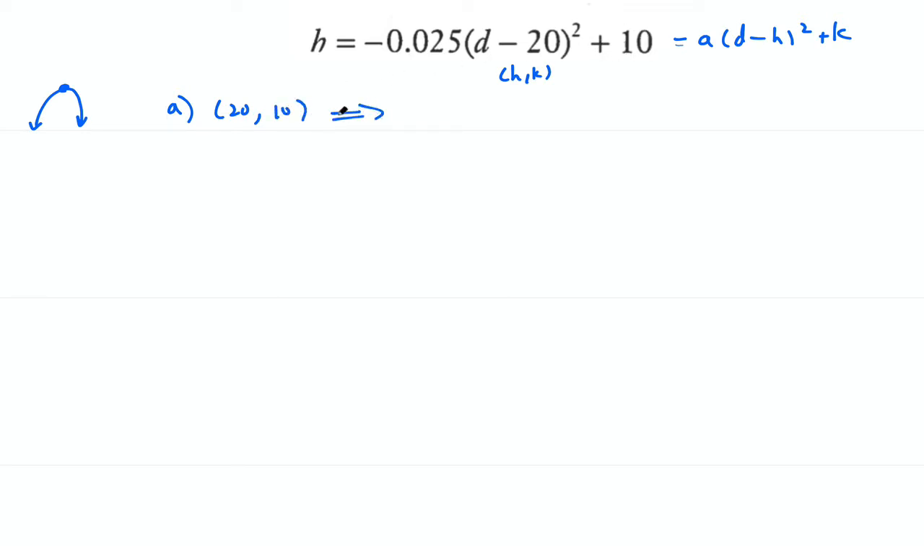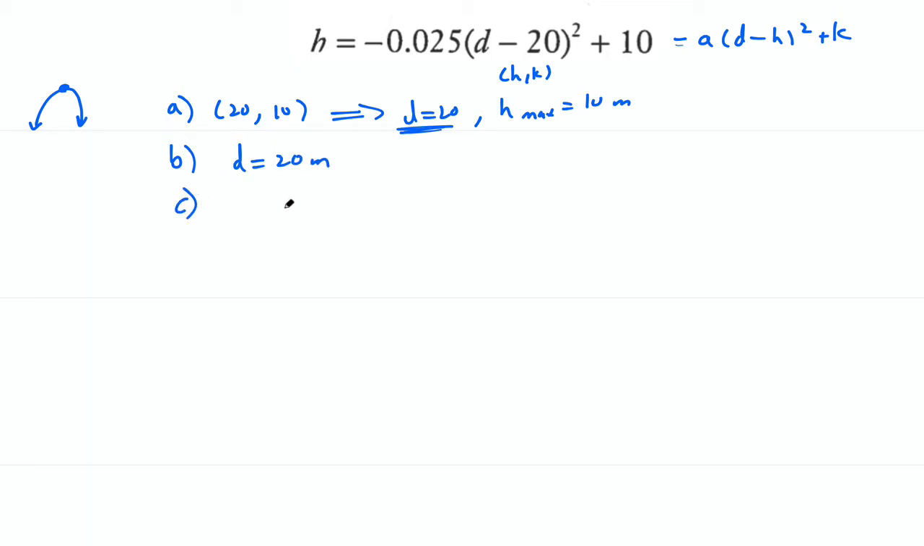So the maximum height happens when the horizontal distance is 20. So the h max is 10 meters. For B, what is the horizontal distance of the ball from the kicker when it reaches the maximum height? Well, it seems like I just answered the question here. So it's going to be 20 meters.